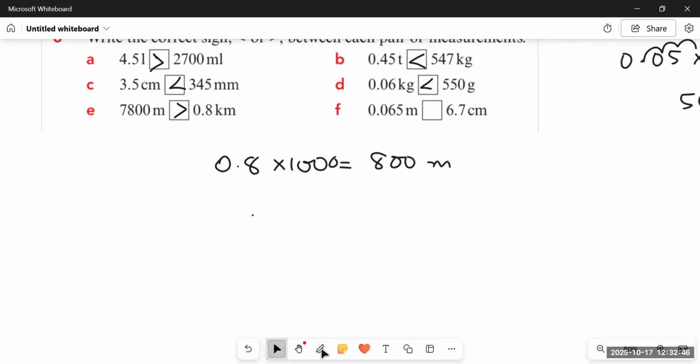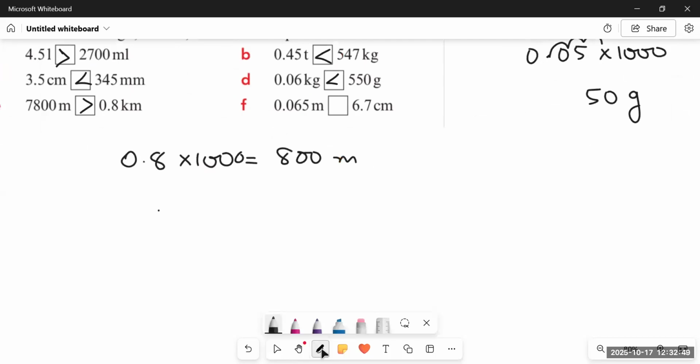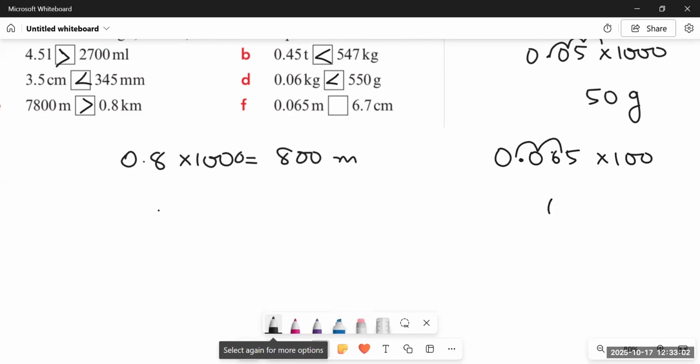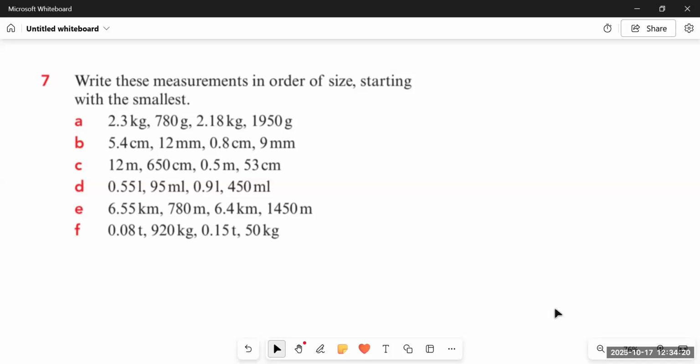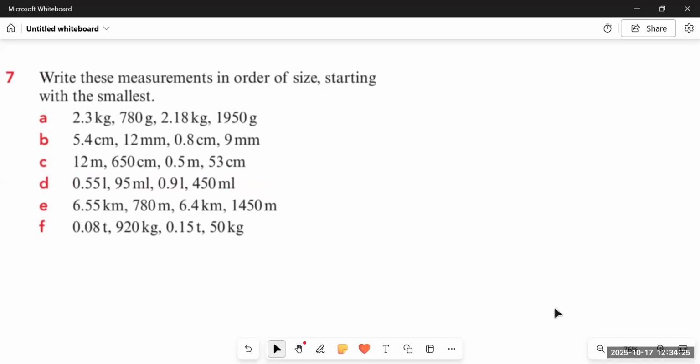Next, we have 0.065 meters and 6.7 meters. So 1 meter is equal to 100 centimeters. We will multiply it by 100. It will become 6.5 centimeters. And 6.5 centimeters is less than 6.7. So this one would become greater. Now let's do the next question, and then we will do the remaining questions in the next video.